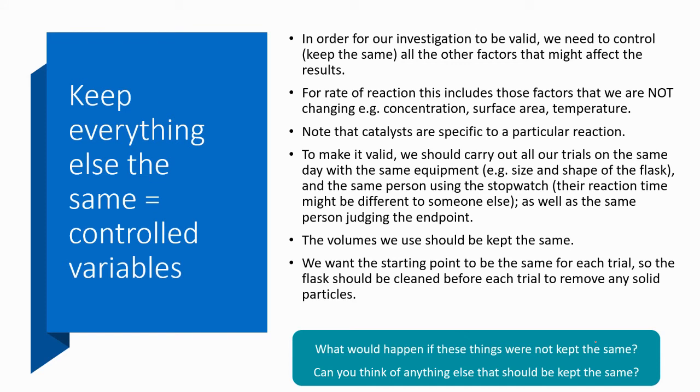So we're going to change just one thing, we're going to measure one thing, and we're going to keep everything else the same, and that's our controlled variables. In order for our investigation to be valid, we need to control or keep the same all the other factors that might affect the results. For rate of reaction, this includes those factors that we are not changing, for example, concentration, surface area, temperature. So we just want to change one, and the other ones we keep the same.